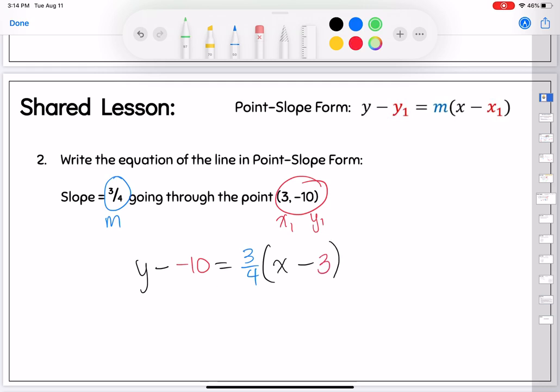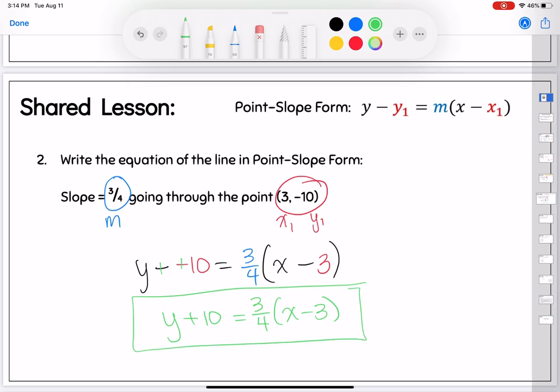Now I'm going to simplify a little bit because I have two negatives right up here by the y, so I should have y plus 10 equals 3/4 times x minus 3. And that's our final answer. That's all you got to do. You don't have to do any distributing, don't have to be doing any multiplying by those fractions. You're good to go. That's it.